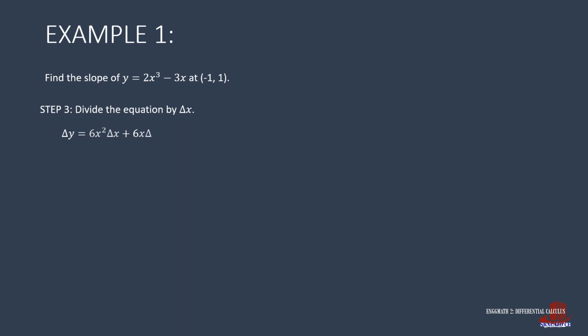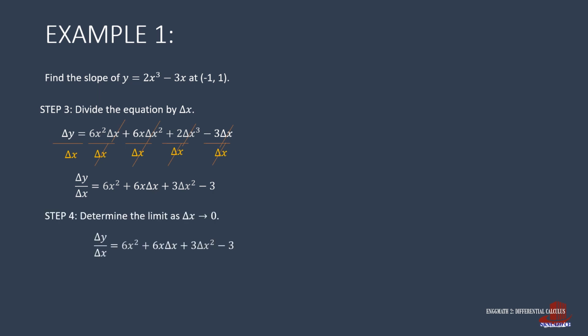The third step is to divide the whole equation by delta x to come up with delta y with respect to delta x, and the operation cancels a part of each term, resulting in delta y all over delta x is equal to 6x squared plus 6x delta x plus 3 times the square of delta x minus 3.